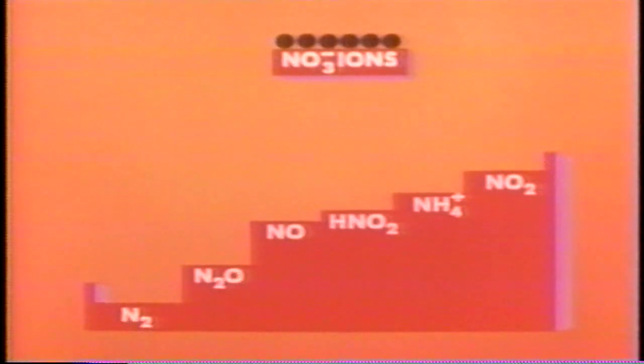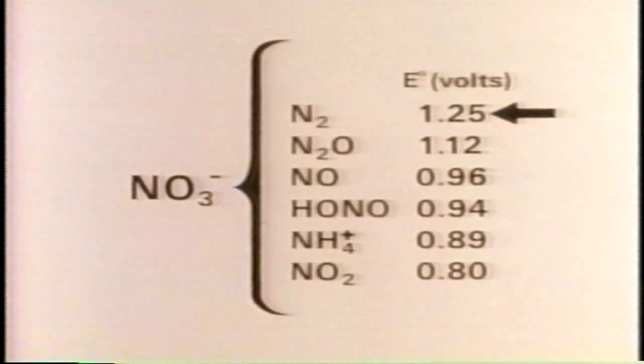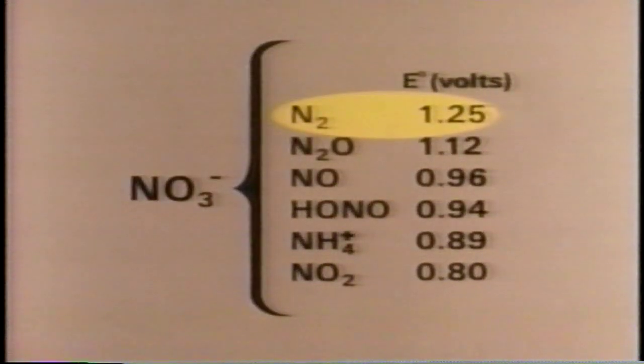In this analogy, each fall of a marble represents the reduction of the ions to a different product. The distance of fall is proportional to the E0 value. The greater the fall, or E0 value, the greater the driving force. Nitrogen gas is the product of the reaction with the greatest driving force. Its formation involves the greatest E0 value.